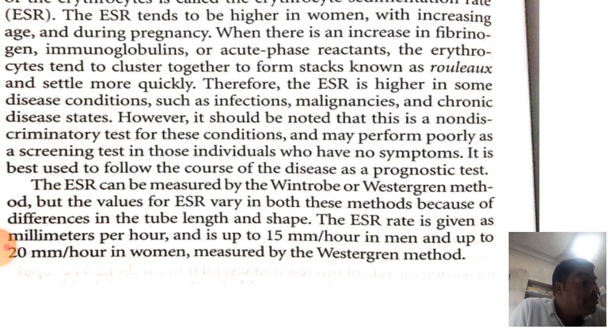The ESR can be measured by the Wintrobe or Westergren method, but the values of the ESR vary in both of these methods because of differences in the tube length and shape. The ESR is given as millimeters per hour and is up to 15 millimeters per hour in men and up to 20 millimeters per hour in women, measured by the Westergren method.